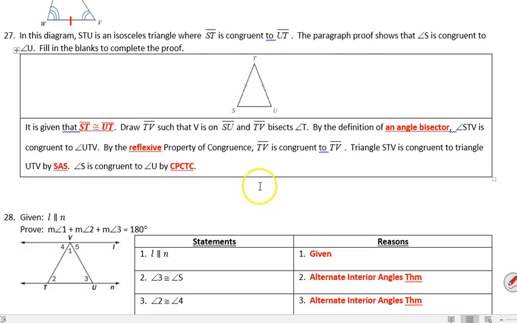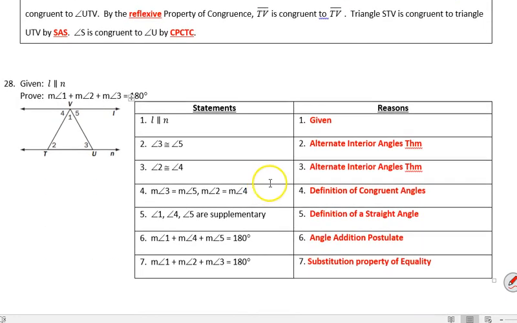Number 28 says, given that L is parallel to N, prove that angles 1, 2, and 3 when added together are 180 degrees. By the way, this is the triangle sum theorem that we are trying to prove here. So the first step obviously was given. If you look at 3 and 4 here, those are alternate interior angles. And 3 and 5 are alternate interior angles. 2 and 4 are alternate interior angles. And then with this next statement, anytime we go from an equal sign to a congruence or congruence to equal, that's the definition of congruent angles.